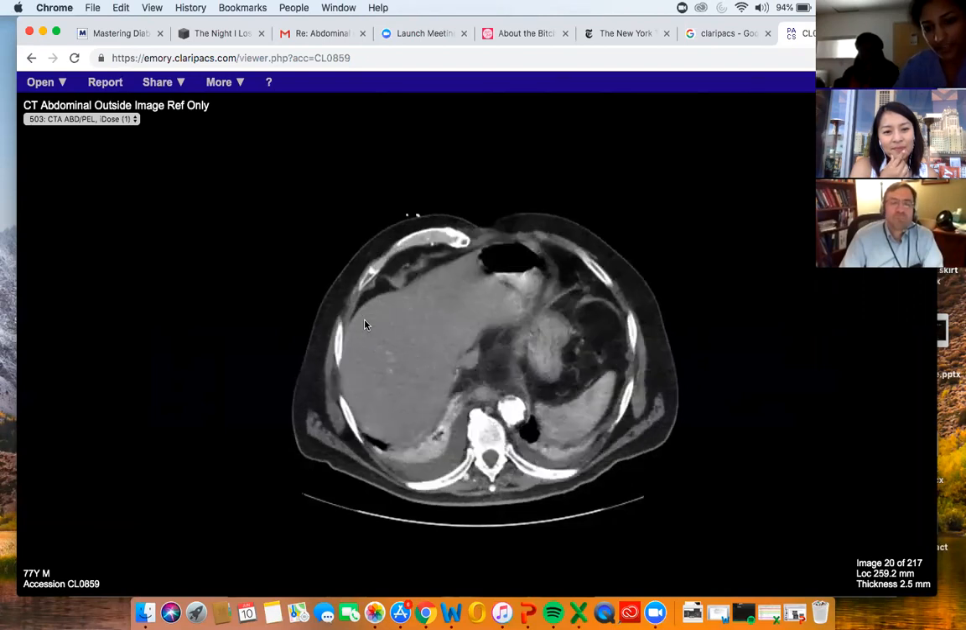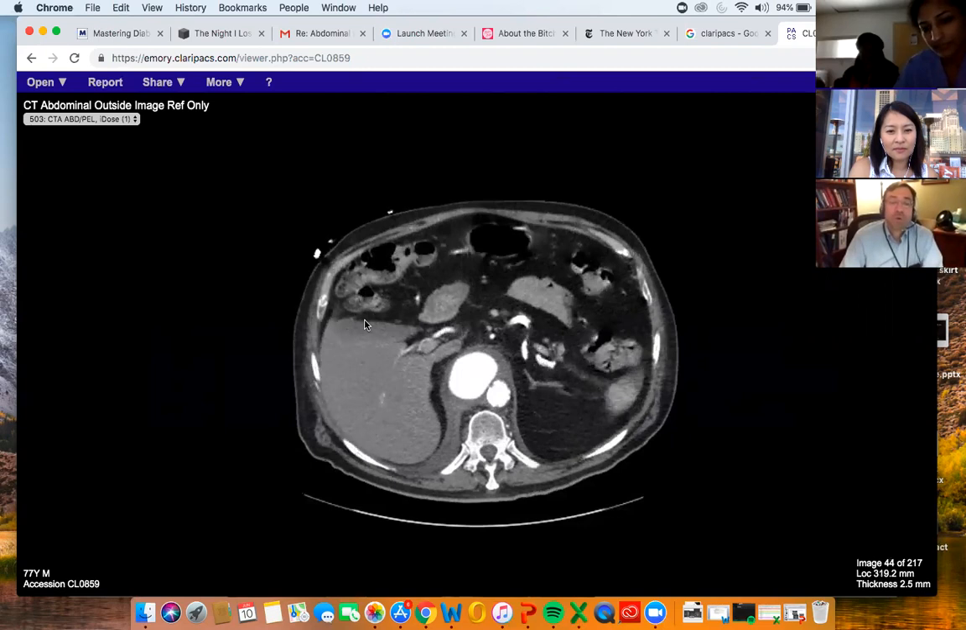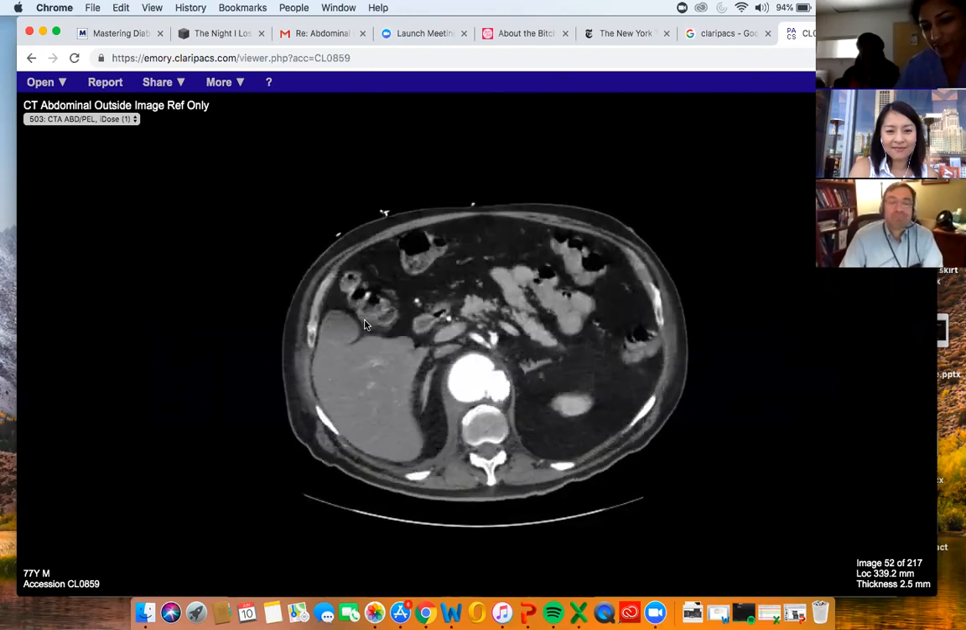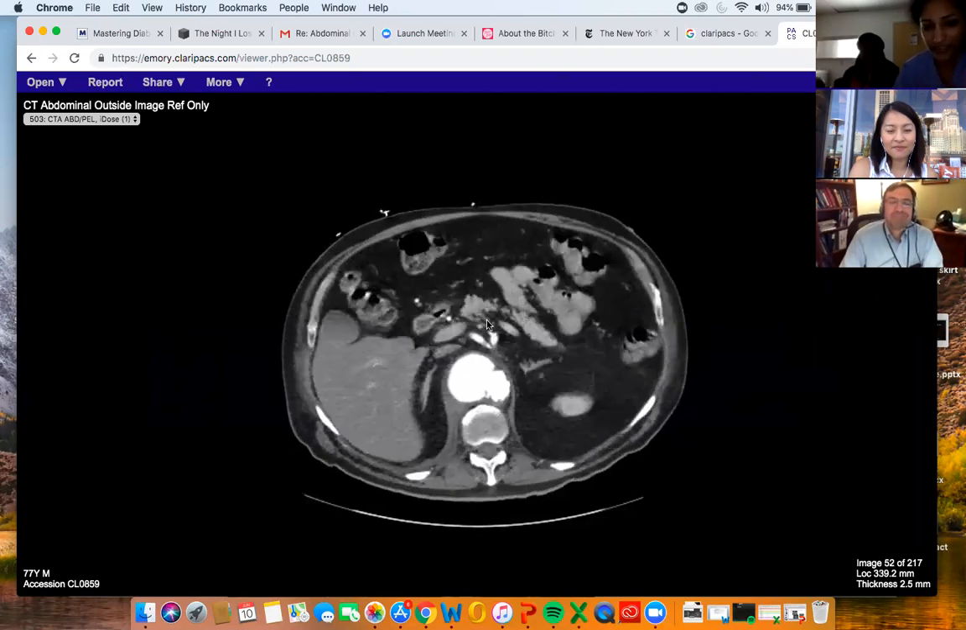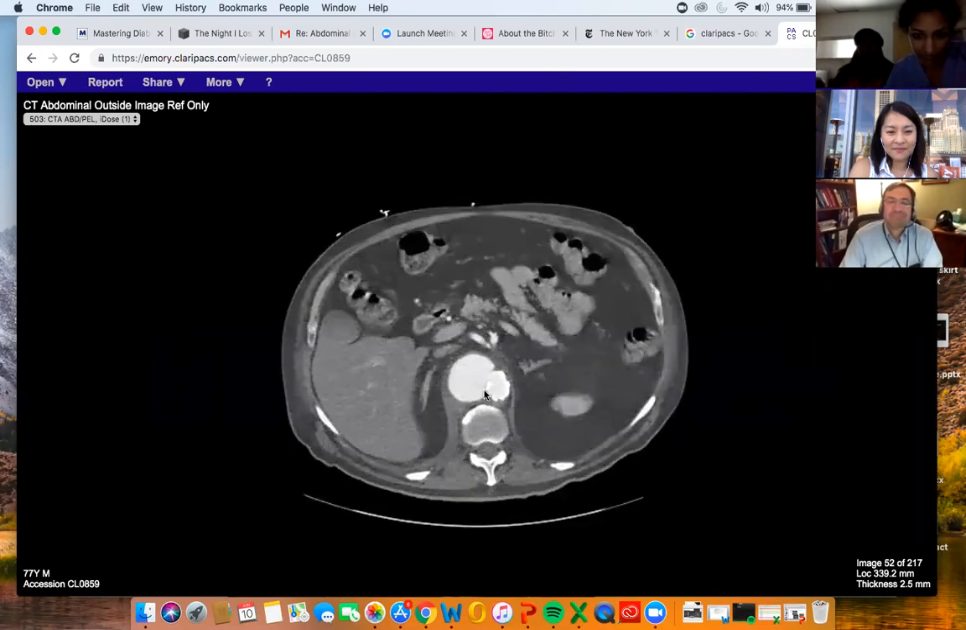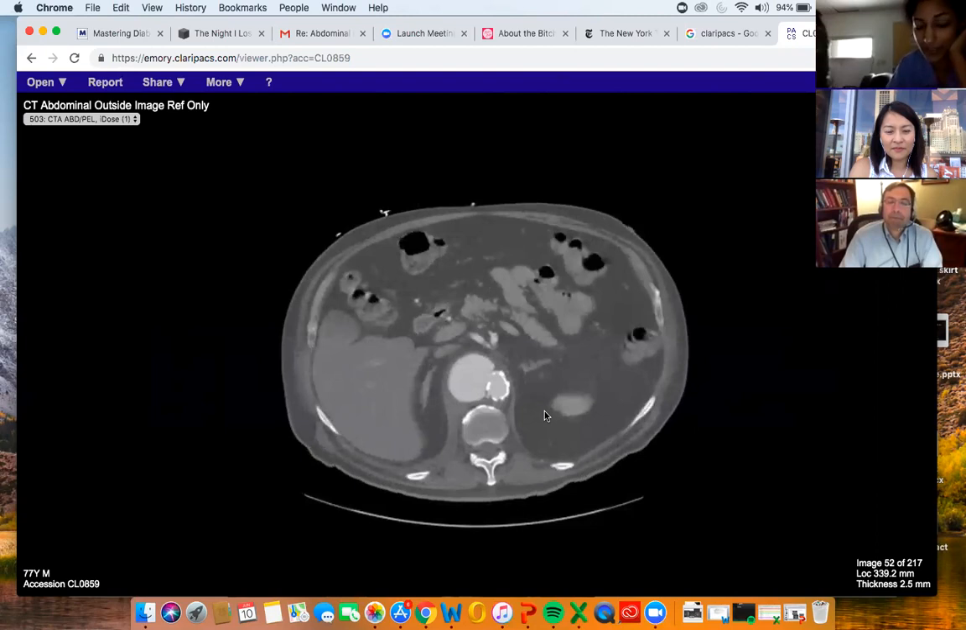So this was a CTA. Whoa. And so for my residents, what do you guys think about this aneurysm here? I'm going to try to window it a little bit more. What kind of aneurysm do you think this is? Yeah, exactly. So Kevin was saying maybe this is a mycotic aneurysm.